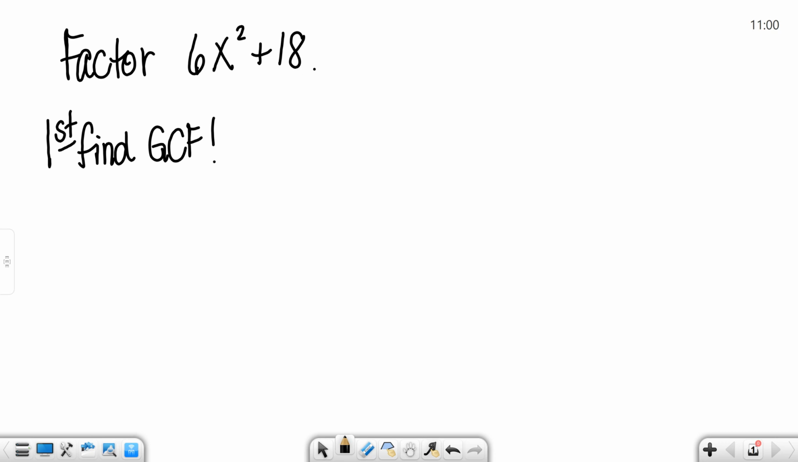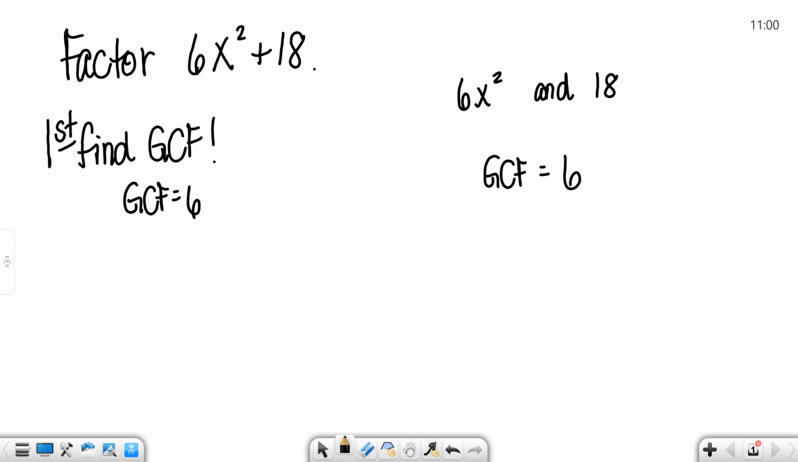Okay. So let's see, what is the greatest common factor of 6x squared and 18? My greatest common factor is 6. That's the largest number that goes into 6 and into 18. If you need to write out all of the little steps, that is fine. We're going to get our greatest common factor is 6. Okay, so we found our greatest common factor. It is 6. So that's what we're going to factor out in the top.